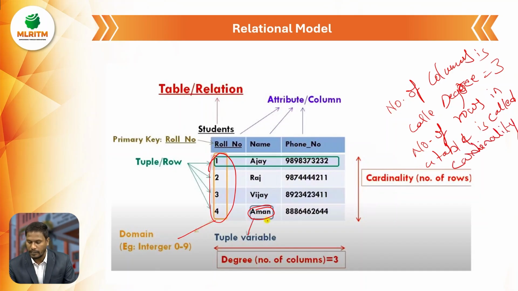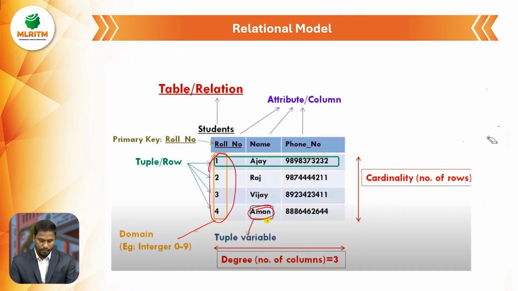Okay, cardinality. See how many rows are there here. We are having 4. Yes, the number of rows is 4. This is cardinality, this is degree. Okay, next we are going to the topics.